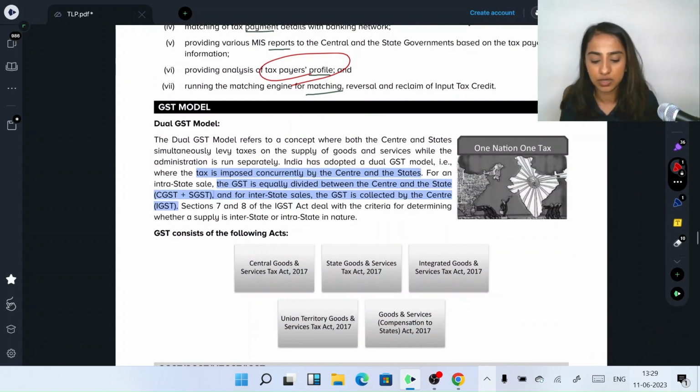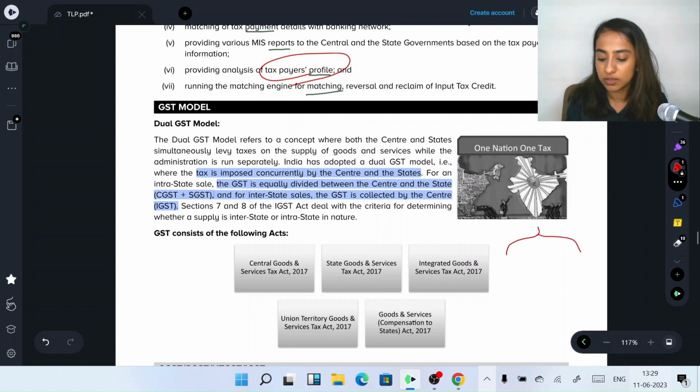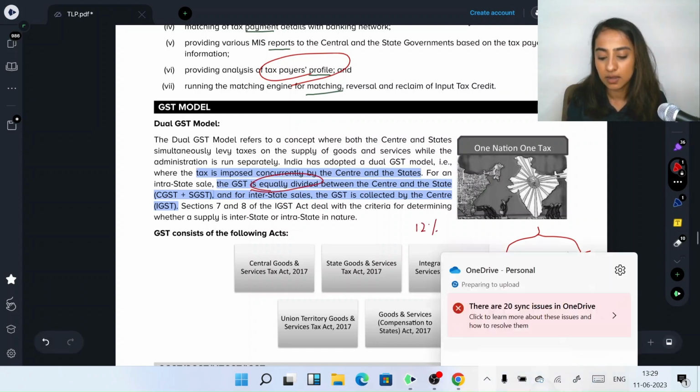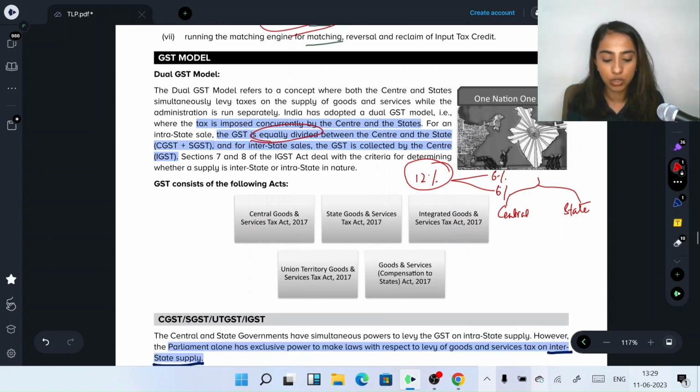Now what is the GST model? Both the central government and the state government have the power to levy GST simultaneously. So any transaction will have both the central taxes and the state taxes. You can't exclude one from the other. And that's equally divided. Like I said, 12% means half, equal share: 6% the center will take, 6% the states will take. Understood?